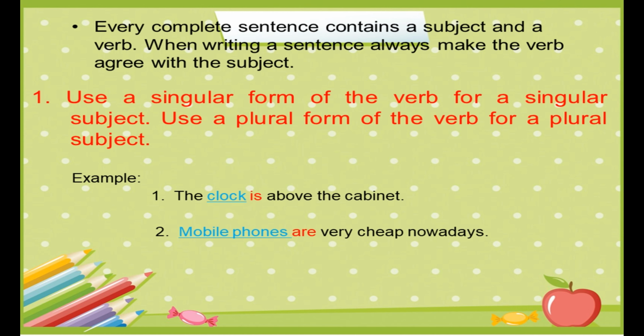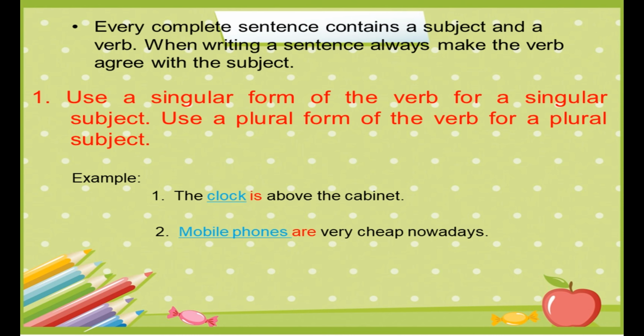Our lesson for today is about rules of subject-verb agreement. Class, every complete sentence contains a subject and a verb. When writing a sentence, always make the verb agree with the subject. Use a singular form of the verb for a singular subject, and use a plural form of the verb for a plural subject. Example: the clock is above the cabinet.